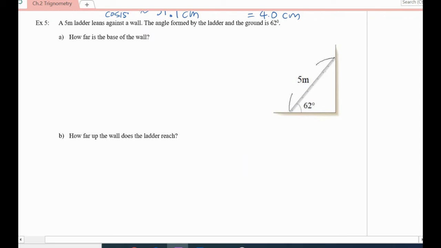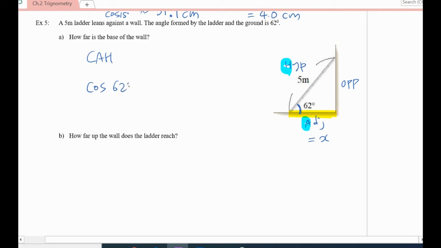A 5-meter ladder leans against the wall. The angle formed is 62 degrees. Again, everyone, we're going to label opposite, adjacent, hypotenuse. We want to know how far the base of the ladder is from the wall. So here, adjacent, we want to know adjacent. We're going to let this be x. So AH, we're using adjacent and hypotenuse. That is CAH in SOHCAHTOA.